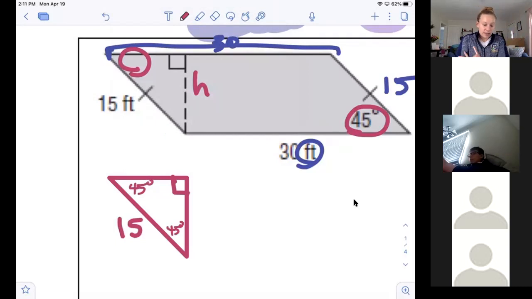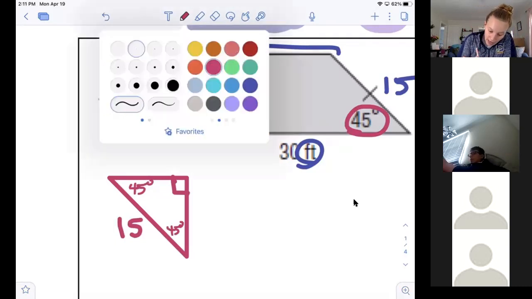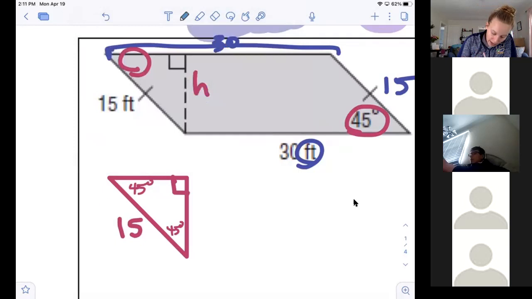You guys just took a test on this. Does anyone remember how we go from the hypotenuse to the leg of a 45, 45, 90-degree triangle?